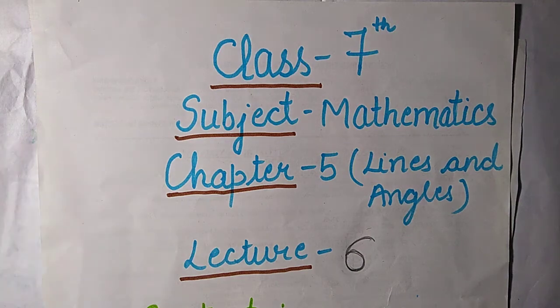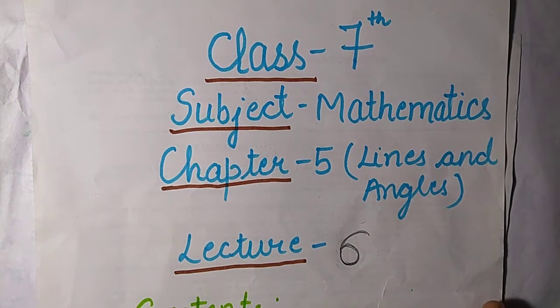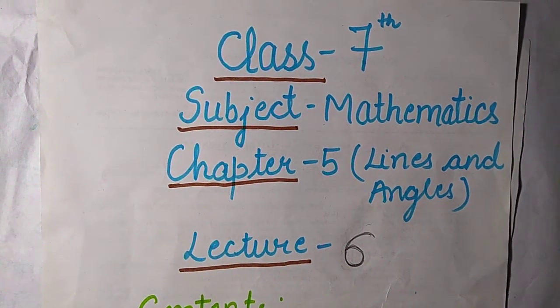Good morning, students. This video is for the students of class 7, subject mathematics, chapter number 5, lines and angles, and this is the last lecture of this chapter, that is lecture number 6. In this lecture, we are going to discuss the remaining questions of exercise 5.2. So let us start with question number 5 of exercise 5.2.